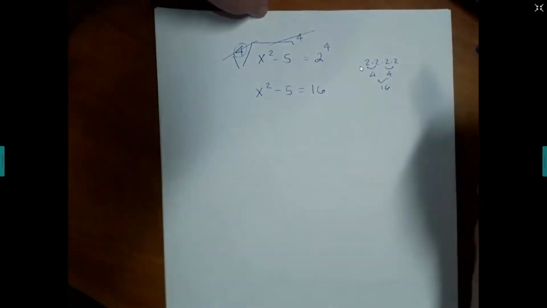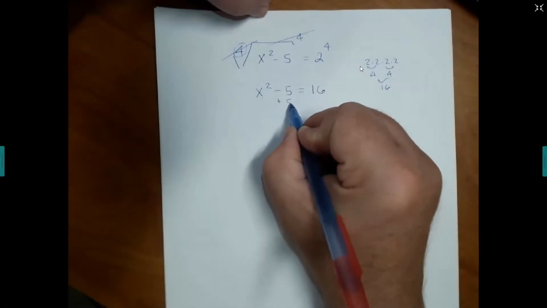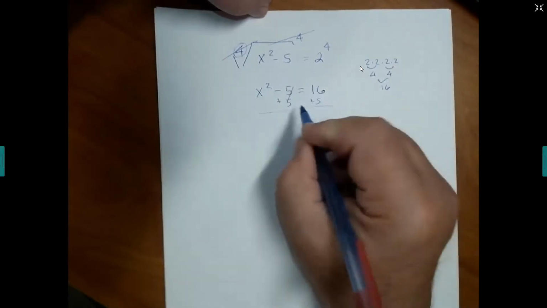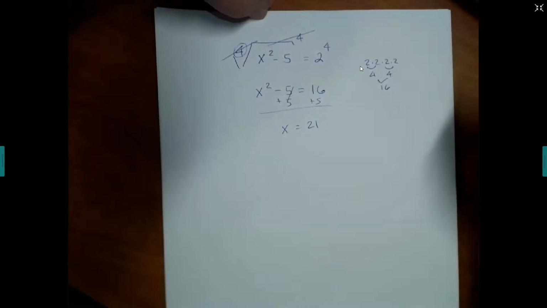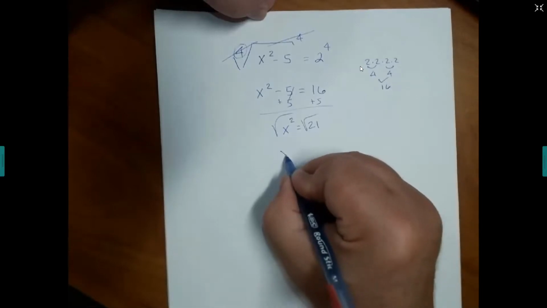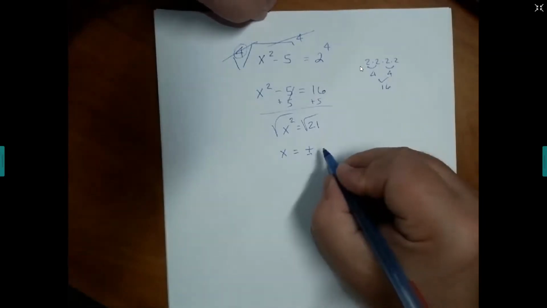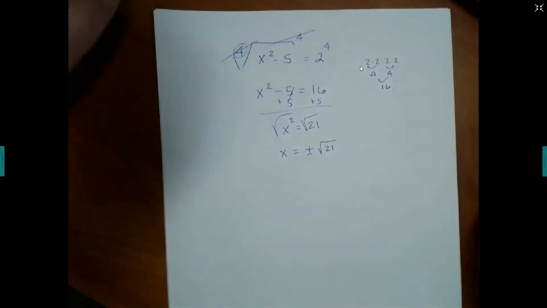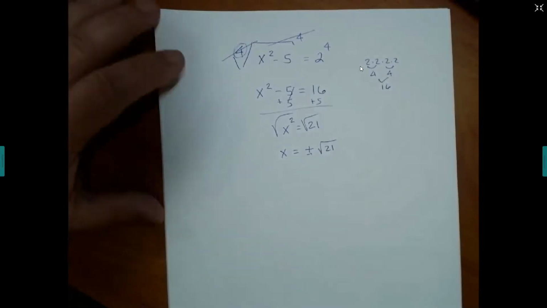So get the x squared by itself. Add 5 to both sides. 16 plus 5 is 21. So x squared equals 21. Square root both sides. So x equals what? Plus or minus, very good. Since 21 is made up of 2 primes, 7 times 3, it can't be factored out any further. Those are my 2 answers.